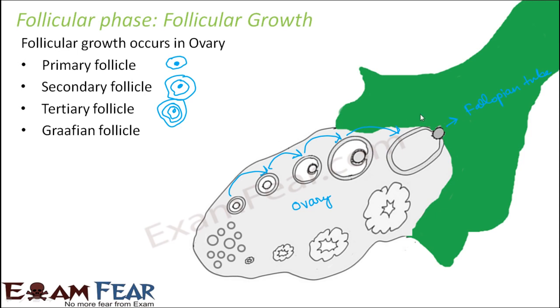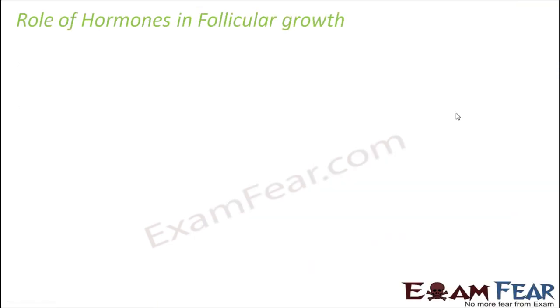When this process happens, only then an egg is released, and when an egg is released, only then the uterus starts preparing itself. Now as I mentioned, the uterus prepares itself. So how does the uterus prepare itself? By thickening of the endometrium. So that is what we will see now, what helps the uterus to thicken its endometrium. For that we have to understand the role of hormones in follicular growth.